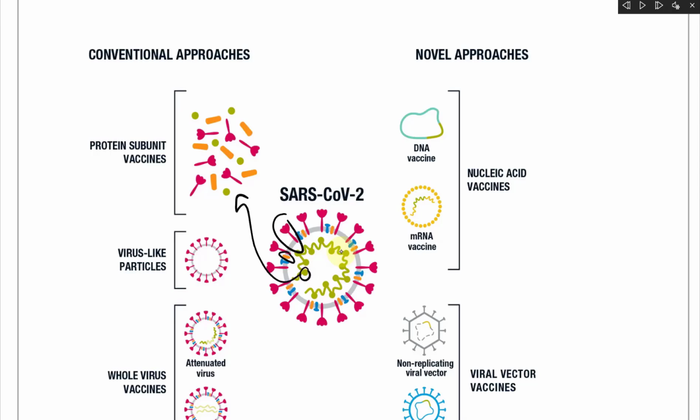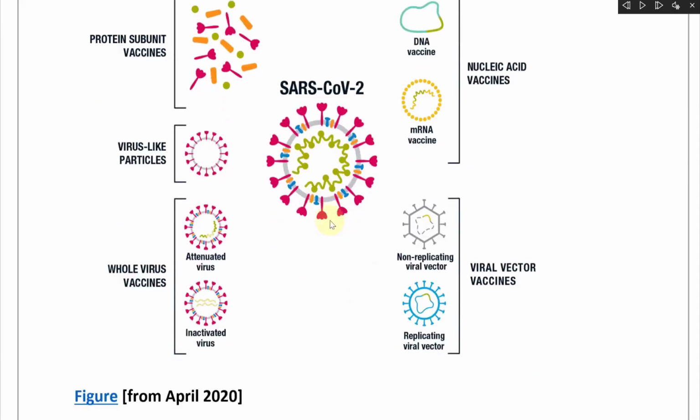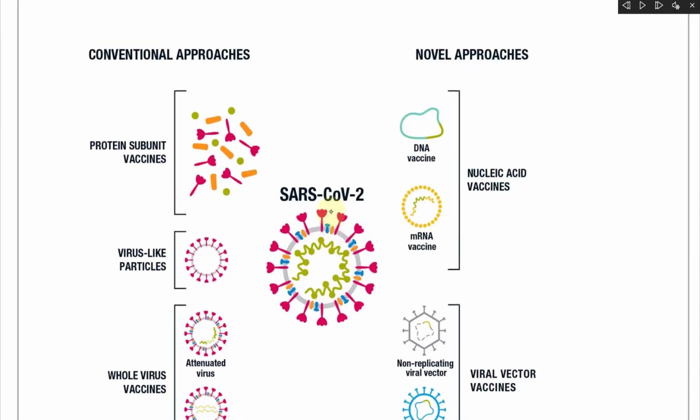So protein subparts, these proteins are connected to this RNA or DNA. In this case it's RNA. So you would get those and then inject them into the person. Those are subunits, and then you get an immune response where the B and T cells can recognize these for future infection.